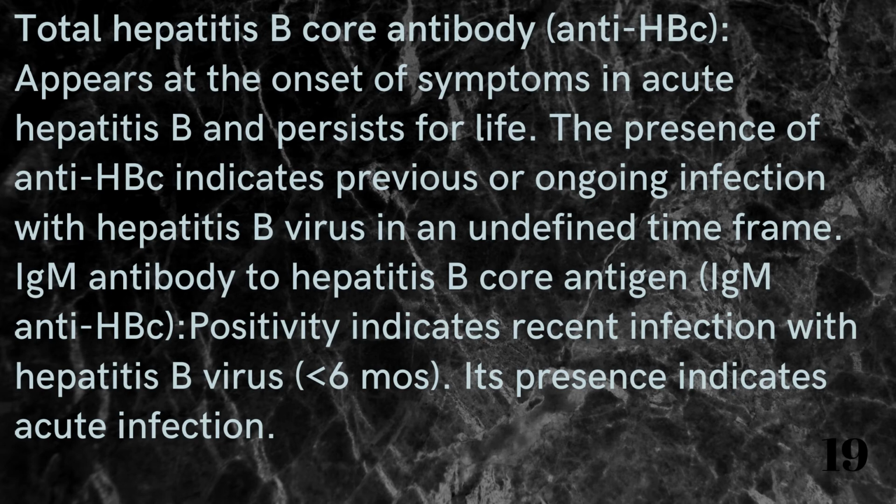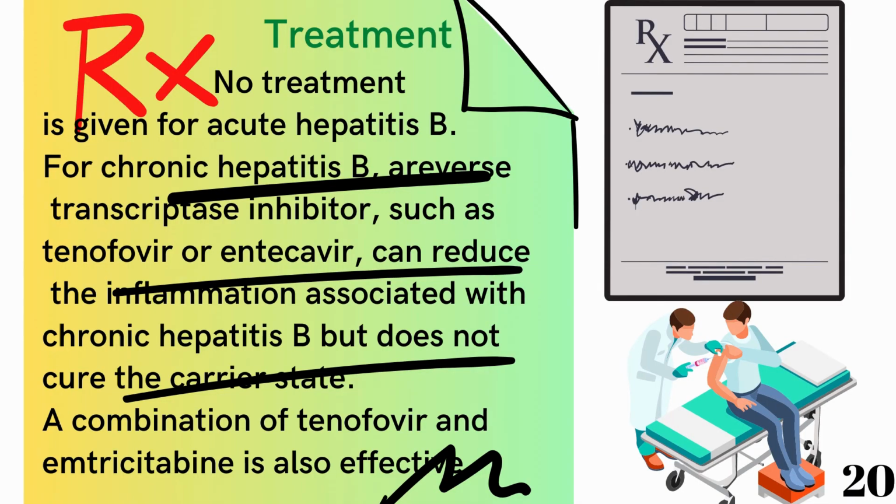IgM antibody to hepatitis B core antigen, this is IgM anti-hepatitis B core. Positivity indicates recent infection with hepatitis B virus. Recent infection means less than 6 months, because after 6 months it will not be detectable. Its presence indicates acute infection. As you know, hepatitis B, like most viruses, doesn't have a specific treatment, so no treatment is given for acute hepatitis B.